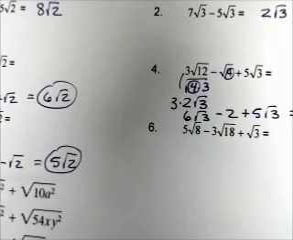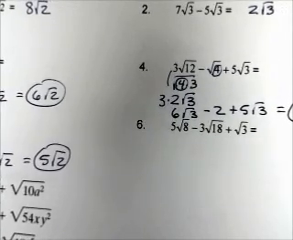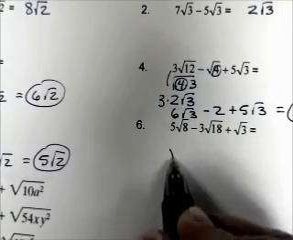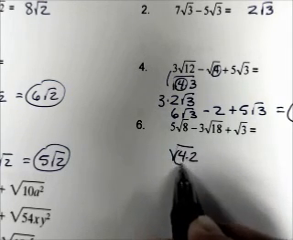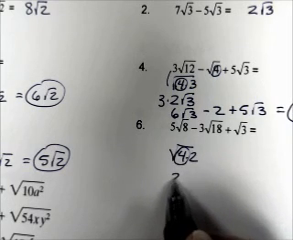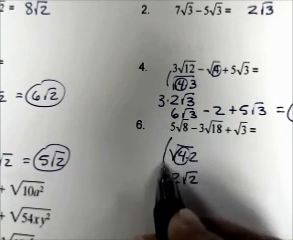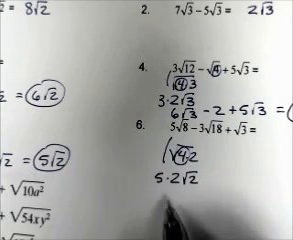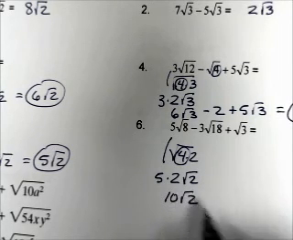Number 6, 5 square root of 8 needs to be simplified. 4 times 2 is 8. Out comes its square root, 2. So 2 square root of 2, bring down the 5. That means 5 times 2, which is 10, square root of 2.